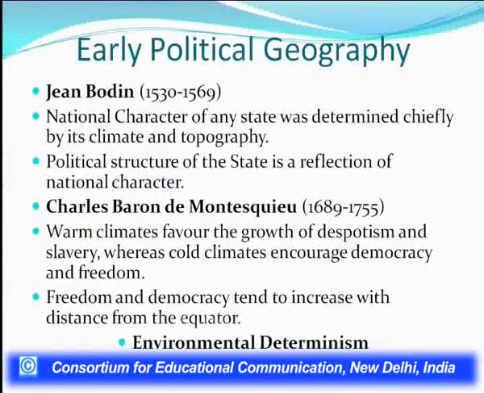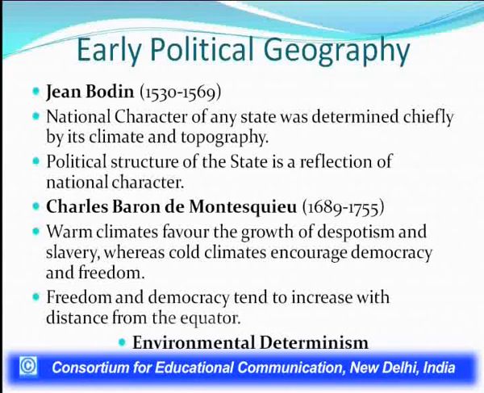Similarly, another environmental deterministic thinker, Charles Baron de Montesquieu, argued that people of different types of climates have different kinds of inclinations, and different political inclinations, to be more precise. Warm climates, he says, favor the growth of despotism and slavery, whereas cold climates encourage democracy and freedom. And as we move away from the equator, freedom and democracy tend to take deeper roots.